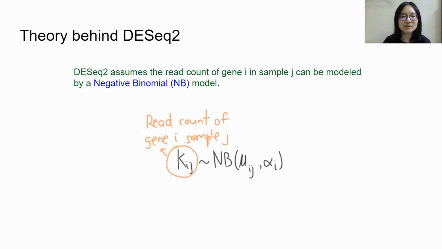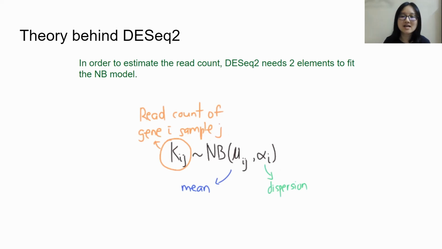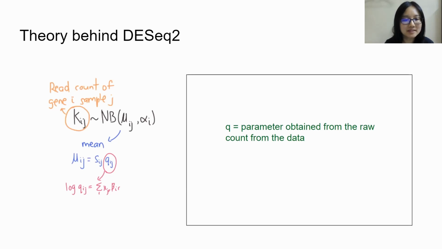Okay, so this is the formula for DESeq2 to estimate the read count of the gene. This is a bit complicated, but the logic can be understood. So I hope that you could bear with me for a few minutes and explore it together. In order to estimate the read count, DESeq2 needs 2 elements: the first is the mean of the read count, and secondly, the dispersion. And the mean comes with a formula like this.